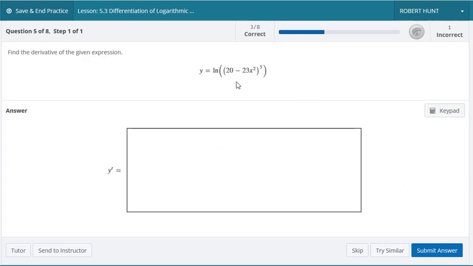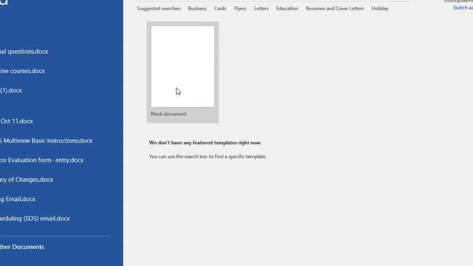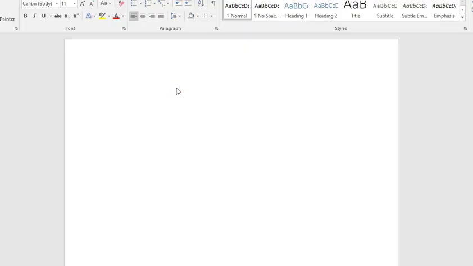In this one you have the log of 20 minus 23x squared raised to 5. You need to be careful with where the exponents are in this section. This 5 right here is on what I would call the interior parentheses. In other words, 20 minus 23x squared is raised to 5. The log itself is not raised to 5. There's a rule in algebra that says this. Let me type it up for you here.